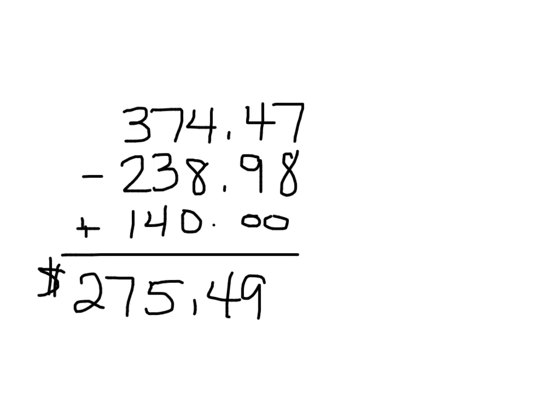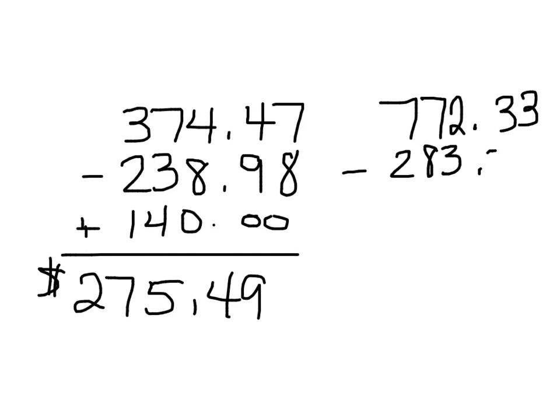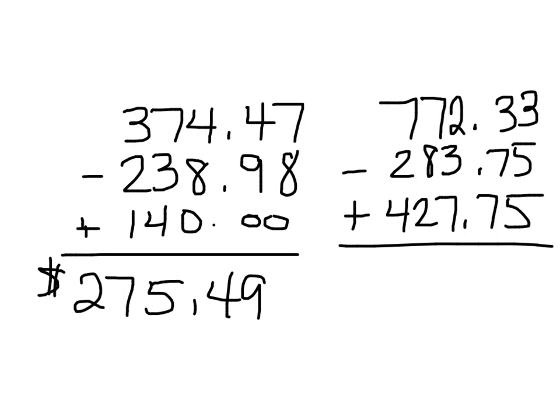Number 2, the statement balance was $772.33. You have outstanding checks totaling $283.75, and you have outstanding deposits of $427.75. What is my balance for this problem? So 772.33 minus 283.75 plus 427.75. How much money do I actually have in my account?